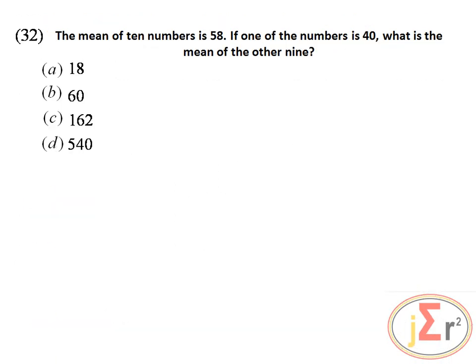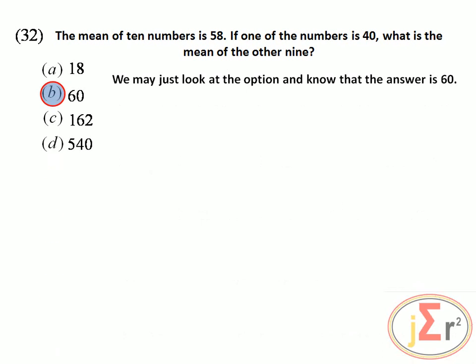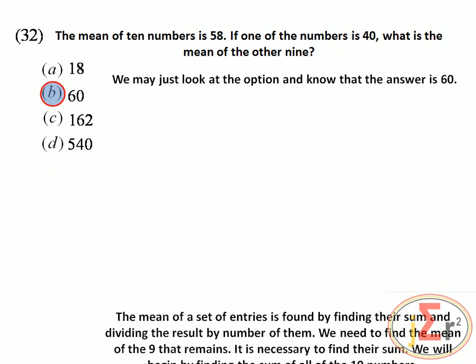Okay. The mean of 10 numbers is 58. If one of the numbers is 40, what is the mean of the other 9? We may just look at the options and know that the answer is 60. And later I will attempt to explain how.